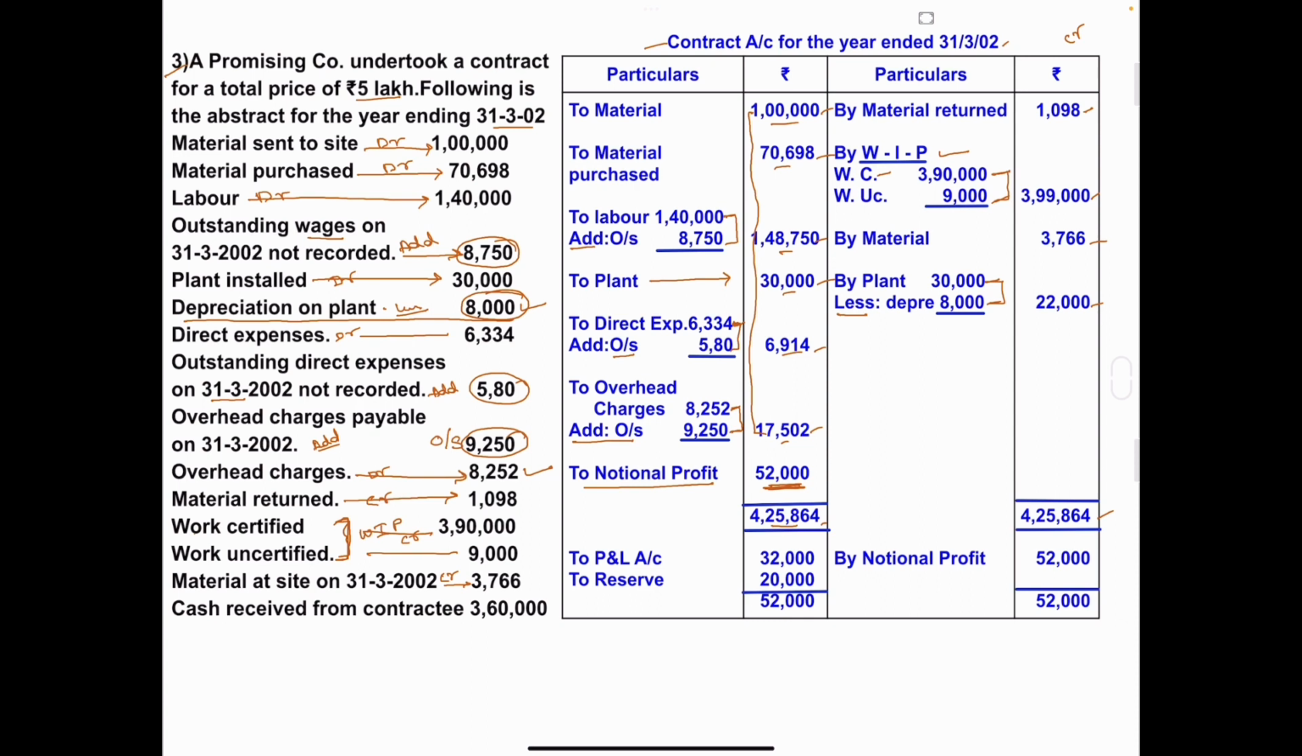And same notional profit will be brought down here. By notional profit brought down 52,000. So this notional profit is to be distributed between profit and loss account and reserve. So the contract price is 5 lakh, correct?